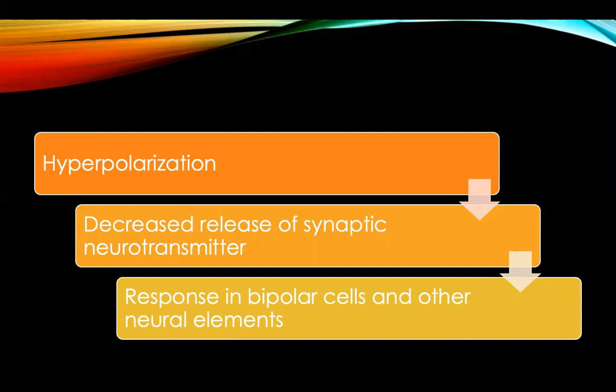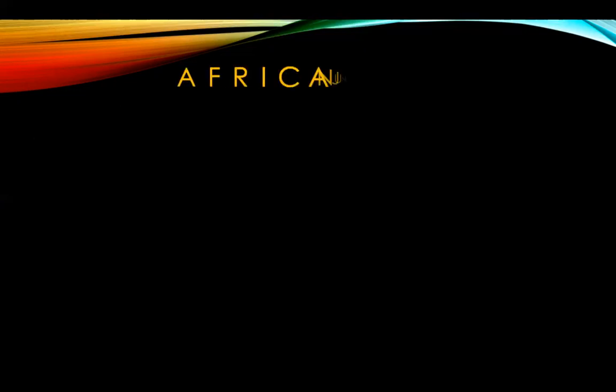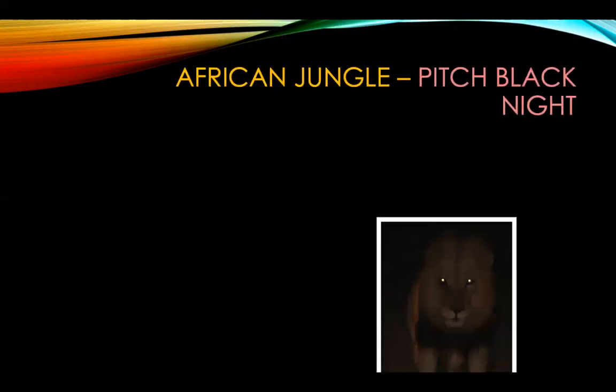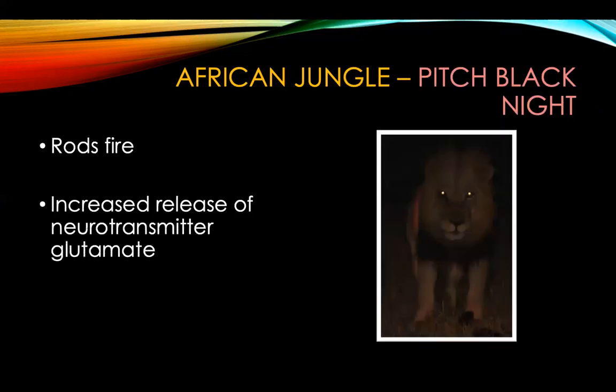Please remember, up to the bipolar cell levels, only graded potentials are generated, but all or none action potentials are generated only in the ganglion cells. And the rods fire when there is increased release of neurotransmitter glutamate, when the receptor potential comes back to its normal level.